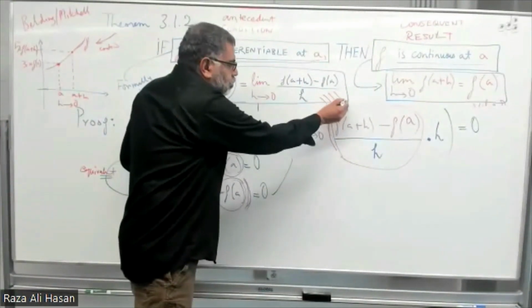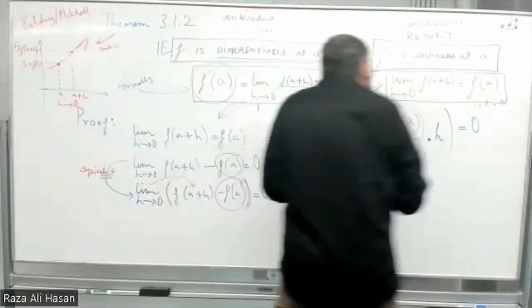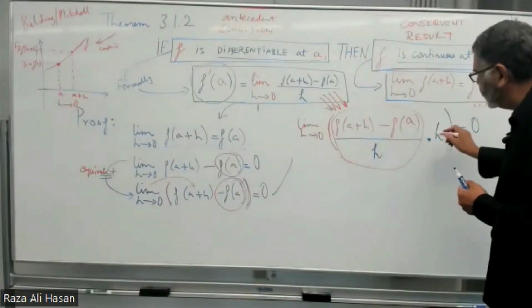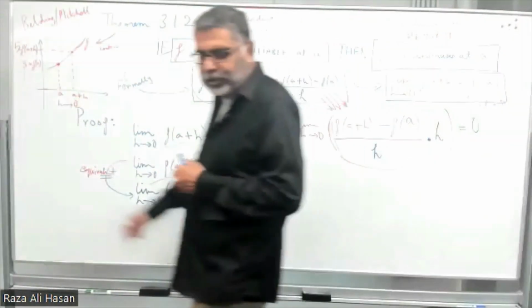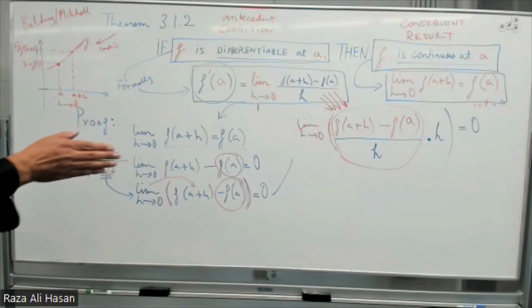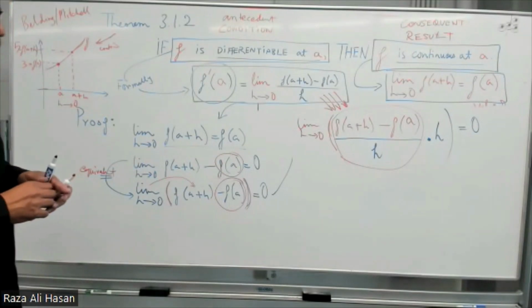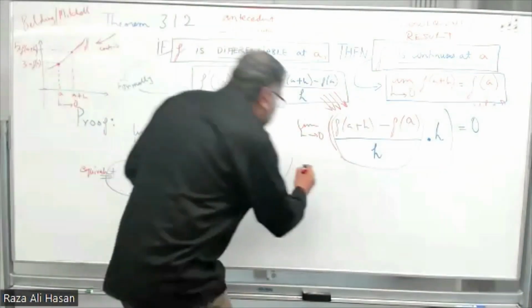Check this out. And the limit applies to this h that is multiplying into this difference quotient. The properties of the limit allow us to move the limit into the product. So let's do that. Any questions at this point? Very good. So let's go ahead.